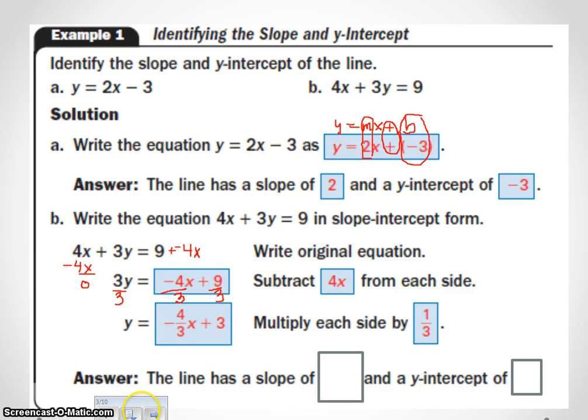What is the slope? The slope is always next to x. The slope is negative 4/3. What is the y-intercept? The y-intercept is always after the plus sign. It's not near x at all. It is 3, positive 3.